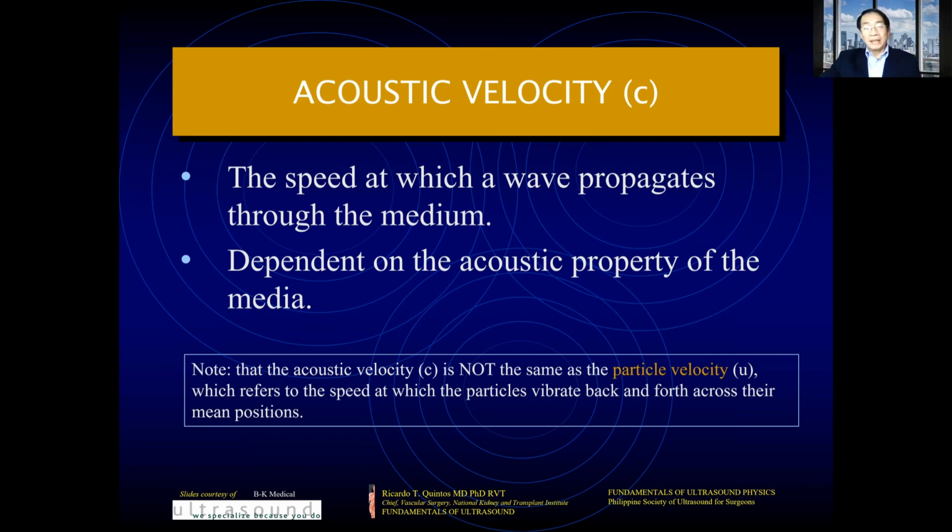So we note here that the acoustic velocity is not the same as the particle velocity. Particle velocity refers to the speed at which the particles vibrate back and forth across their mean positions without any mention of the media or the medium. But the acoustic velocity is the speed at which the wave moves through the medium. And there are many different characteristics of the medium that will affect the wave propagation through it.